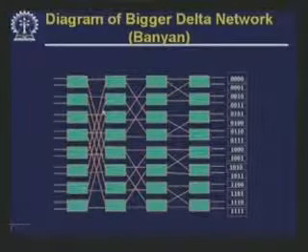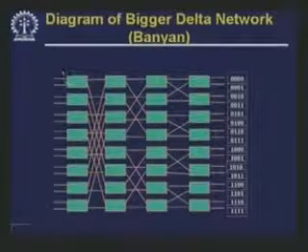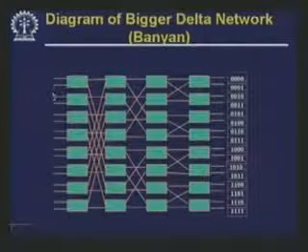Each bit decides whether that particular switch connects you to the upper output line or the lower output line, and from any of these input lines there is a path to any of the output lines. So this is a 16 by 16 delta network. As you can see, by doing it in this multi-stage fashion, in a regular crossbar switch you require something like 256 switching elements, while here you require only 8 into 4, 32 switching elements. So the number of switching elements is much less.